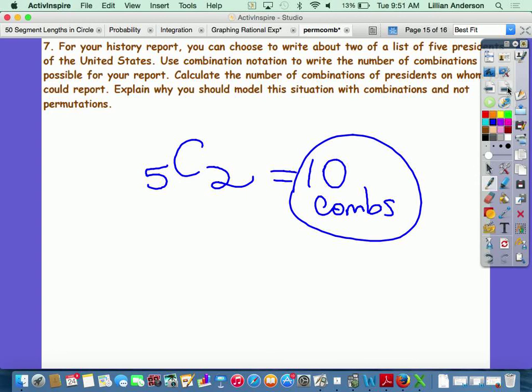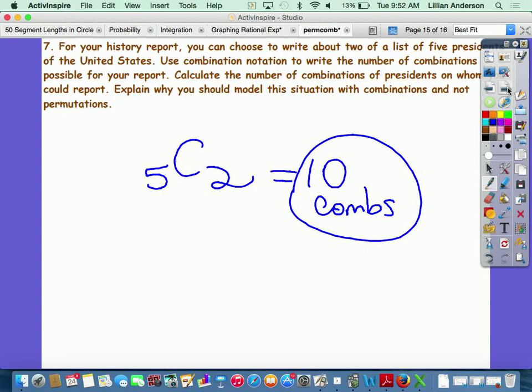Unless it says write about the first 3. Right, so it's not about choosing out of something, just write about the first 3. No, it still wouldn't matter, because you are still writing about the first 3. You can write about the 3rd president, then the 1st, and then the 2nd. So in any of those cases, it's still combinations, because order does not matter here. You're still getting your choice of writing it.